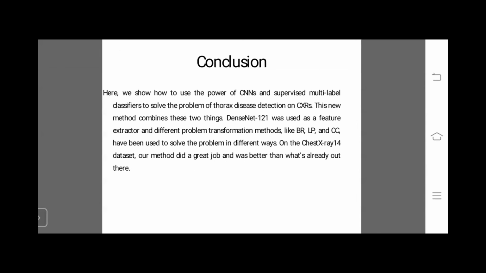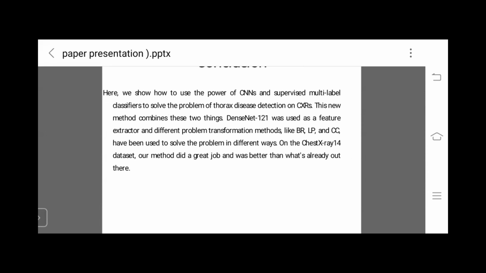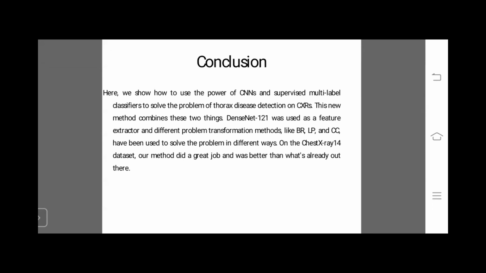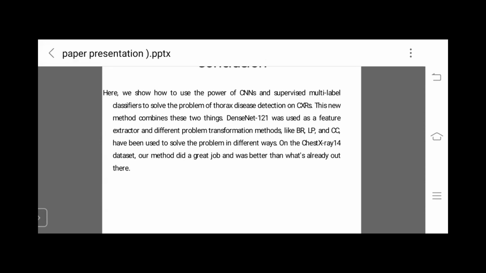So the conclusion of our paper is, here we show how to use the power of CNN and a supervised multi-labeled classifier to solve the problem of thorax disease detection on CXR. This is a new method that combines these two things, and DenseNet 121 was used as a feature extractor, and different problem transformation methods like BR, LP, and CC have been used to solve the problem in different ways. On the chest X-ray 14 dataset, our method did a great job and was better than what is already out there.